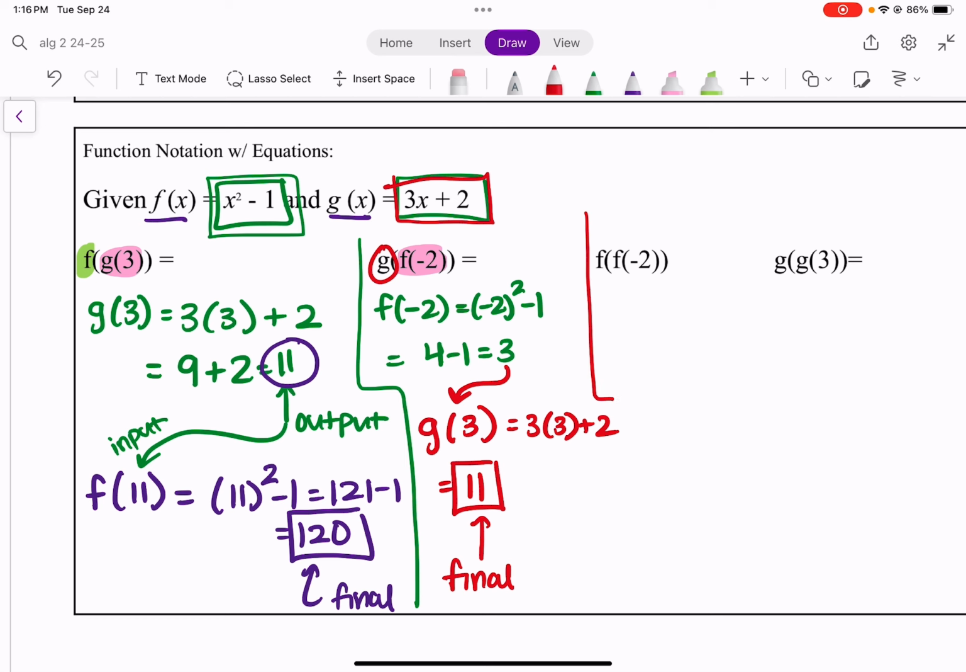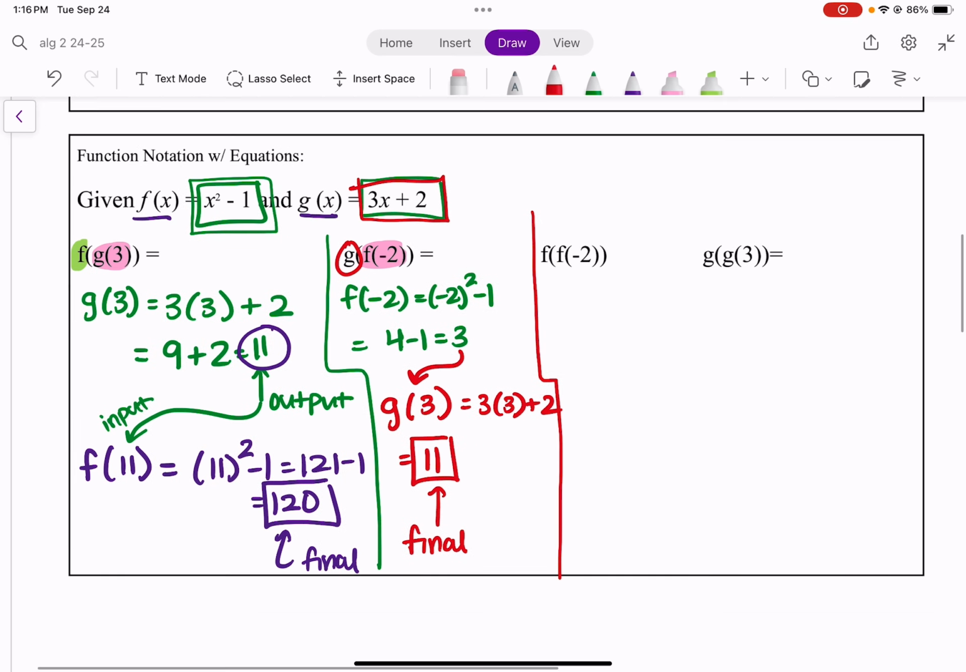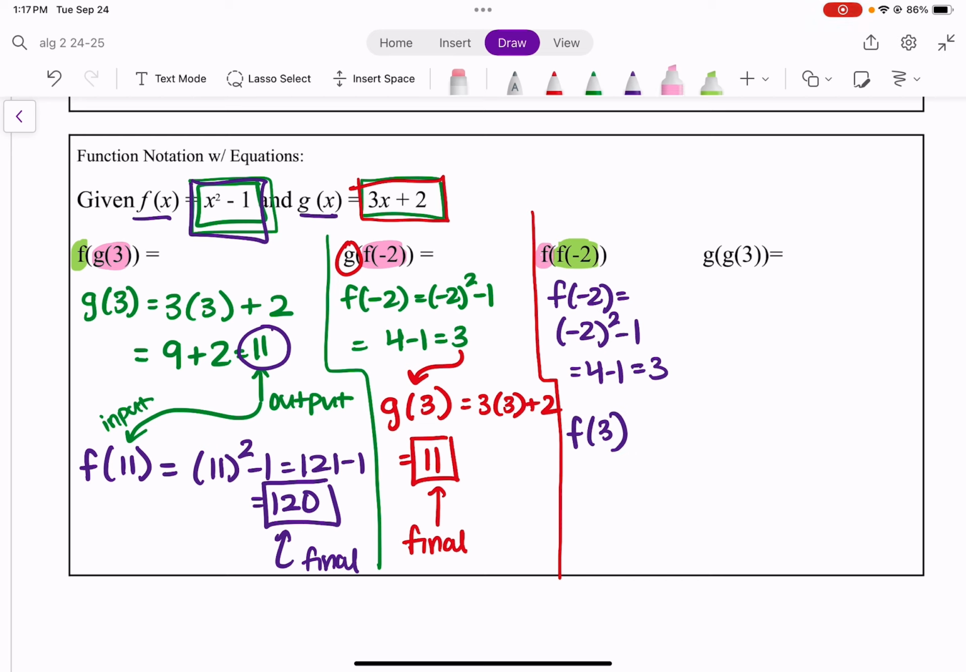Okay? Next, we're doing f of f of negative 2. So again, the rightmost function is f of negative 2. So I'm plugging it into my f function. So I have negative 2 squared minus 1, which is 4 minus 1, which is 3. Now, if you look, the next function is f again. So now I'm finding f of 3. Right? Because this again is f. So I'm going to plug it into the f function. So I'm going to have 3 squared minus 1, which is 8. So this is my final answer.